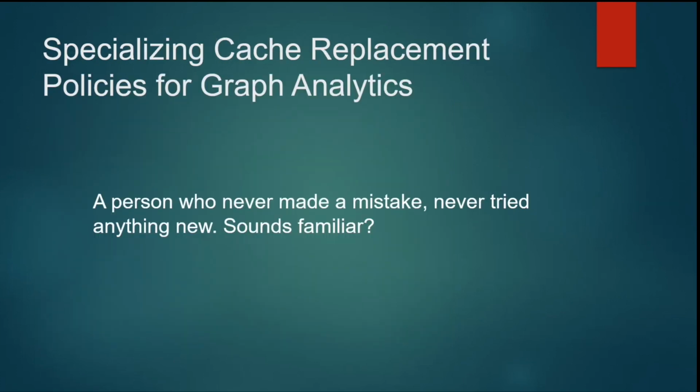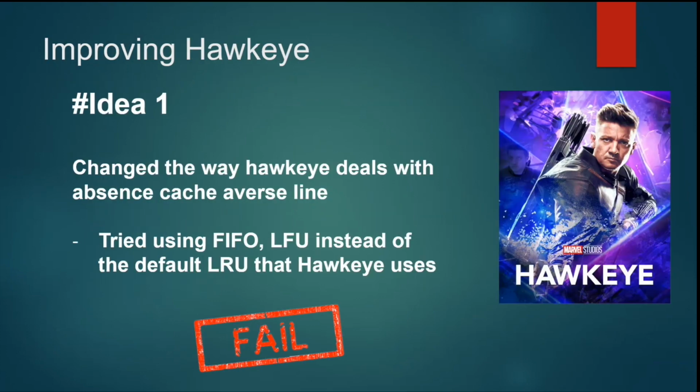Next, we focused our attention on optimizing non-heuristic cache replacement policies. They were performing better than the heuristic ones, and hence we decided to specialize them for graph analytics. We began with attempts to specialize Hawkeye. In the absence of cache averse lines, Hawkeye employs LRU approach. So we experimented by employing other policies to see if we can make a difference. We implemented FIFO and LFU policies in the absence of cache averse lines. Unfortunately, we saw no improvement.